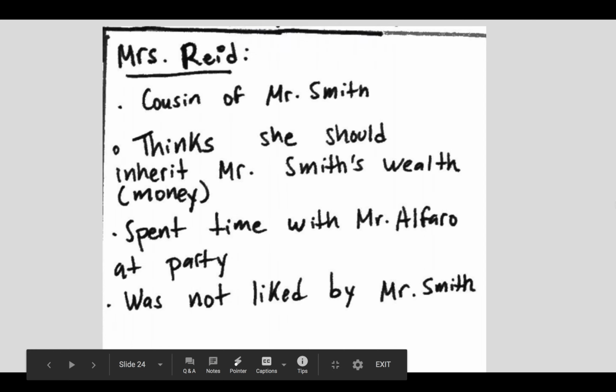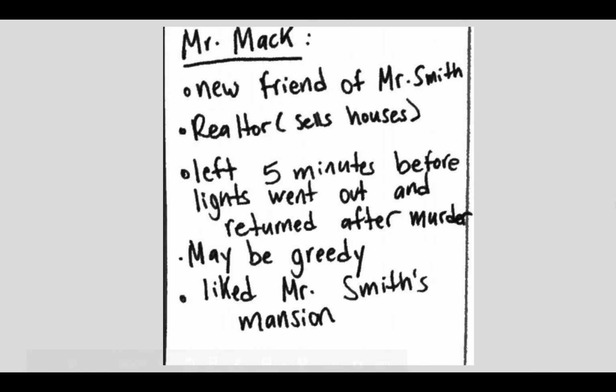So pause and type. Mr. Mack was a new friend of Mr. Smith. He was a realtor. He sells houses. Left 5 minutes before the lights went out and returned after the murder. He may be greedy, the clue said, and he liked Mr. Smith's mansion. So take your notes on Mr. Mack and write this and type it in the text box for our suspect, Mr. Mack in Seesaw. So pause and go to Seesaw and write this in.